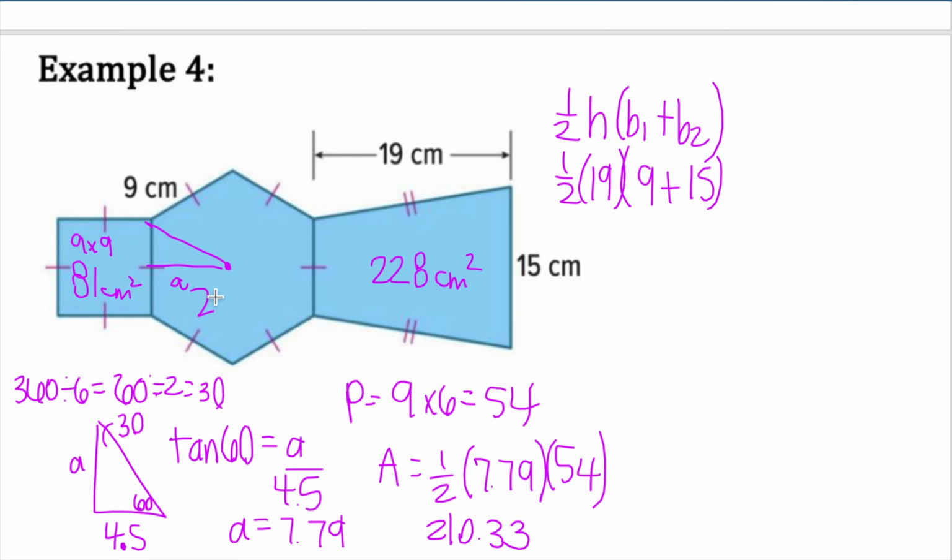And then now that I have all 3 areas, I'm just going to take all those and add them together. So 81 plus 210.33 plus 228 will give us a grand total of 519.33 square centimeters. Square centimeters, not 2. Yeah, there we go.